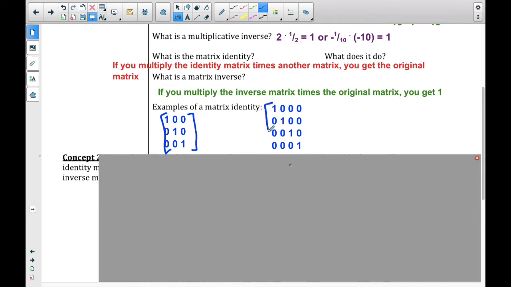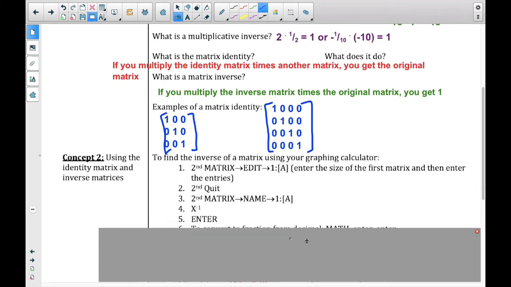Here's one that is a 4 by 4. We have a bunch of zeros, but then we have 1s going down from the upper left all the way down to the lower right. Those are identity matrices. What does that mean? It means if you multiply this matrix times another matrix, it won't change the matrix. It keeps the same matrix when you do that, just like multiplying times 1.